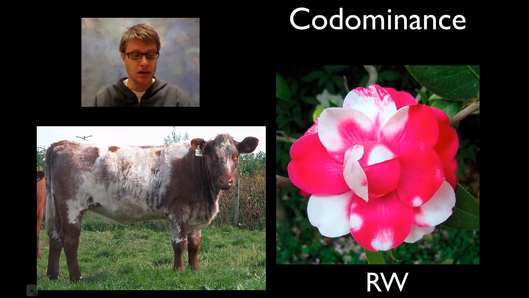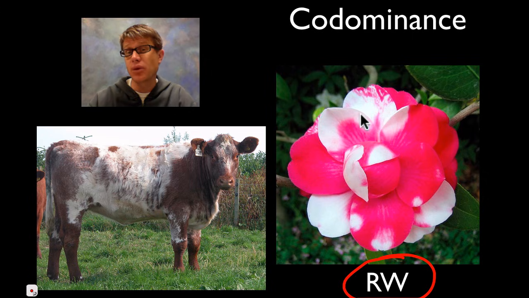Now, something similar to that is called codominance. In this one, if you've got heterozygous for red and white, you're going to have splotches of white and splotches of red, like in this rhododendron or in this roan cow. If we have a red and a white cow, then the offspring is going to be red and white. But it's not like pink. That would be cool to have a pink cow. But it's going to be hairs that are red and hairs that are white.